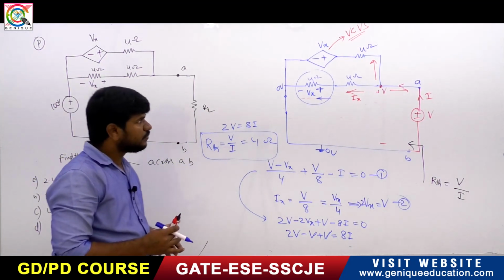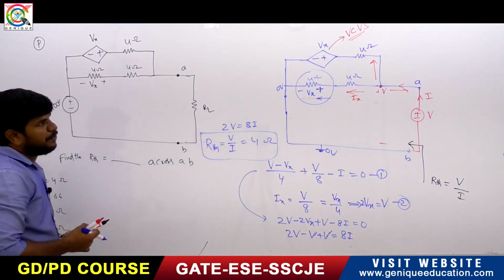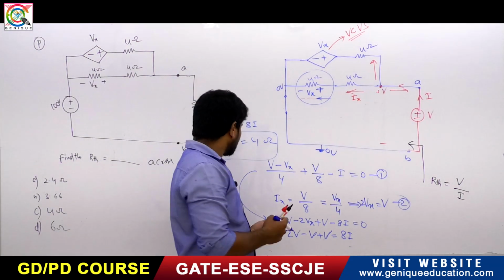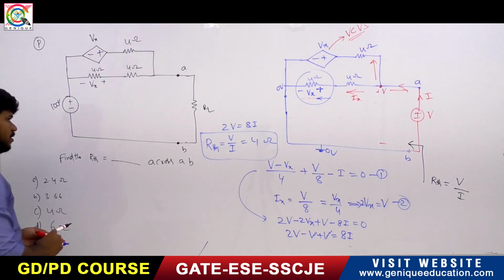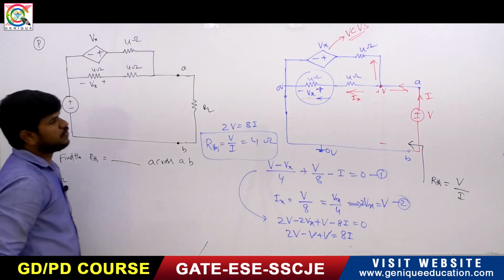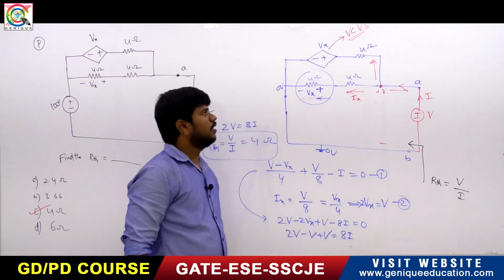So this is a very, very important observation also. Okay, so the RTH is equal to 4 ohms. RTH is equal to 4 ohms.